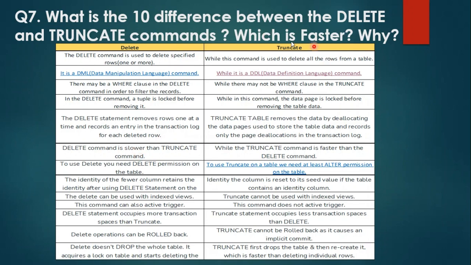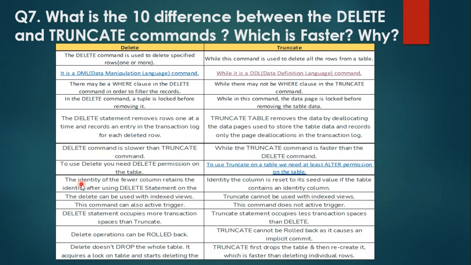Why? This question asks which is the faster. The delete command is slower than the truncate command, but the truncate command is faster than the delete command. Again, why? When we perform the delete operation, we go row by row, and we use a particular where condition in that. That's why it takes time to delete the data. But the truncate command, in a single shot, deletes all the data. Due to that, the truncate command is faster than the delete.